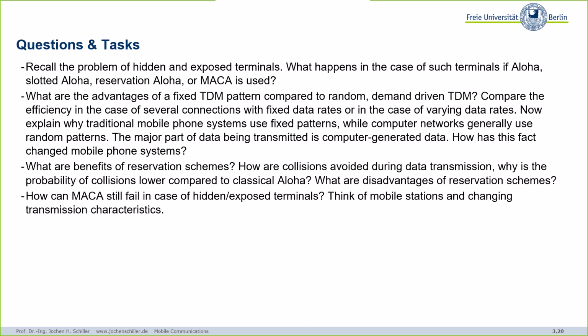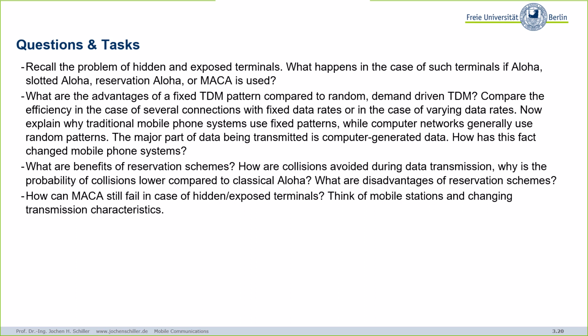Okay, so you're right. Let's jump to the last question. How can MACA still fail in case of hidden and exposed terminals? You should not have the problem, but what happens if you have mobile stations or changing transmission characteristics?